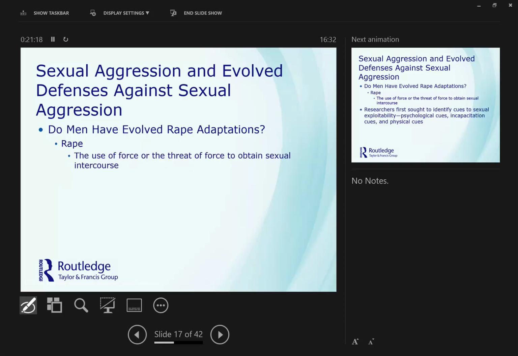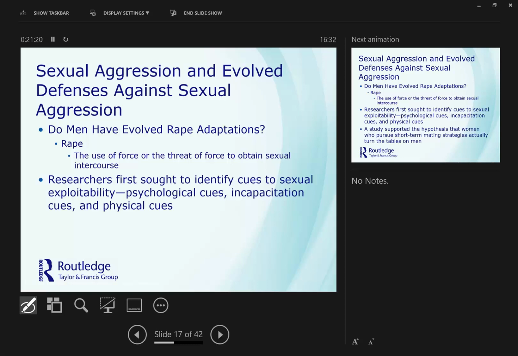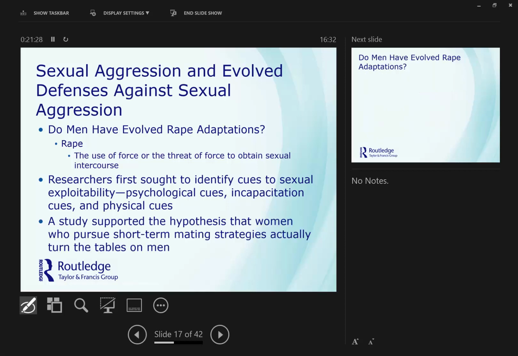All right, now's the fun part, right? When you start talking about rape adaptations. So there are a couple of schools of thought about rape adaptations. And the problem is, this is a very difficult thing to study, for a variety of reasons.